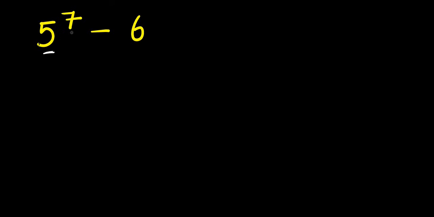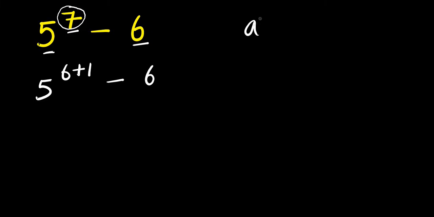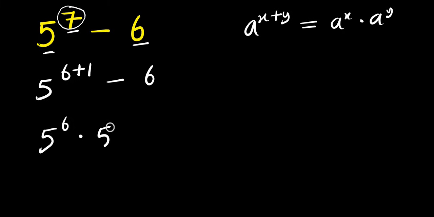Hello, 5 power 7 minus 6 without a calculator. So, I can start by expressing the 7 as 6 plus 1. So we have 5 power 6 plus 1 minus 6, and a power x plus y equals a power x times a power y. So this is 5 power 6 times 5 power 1 minus 6.